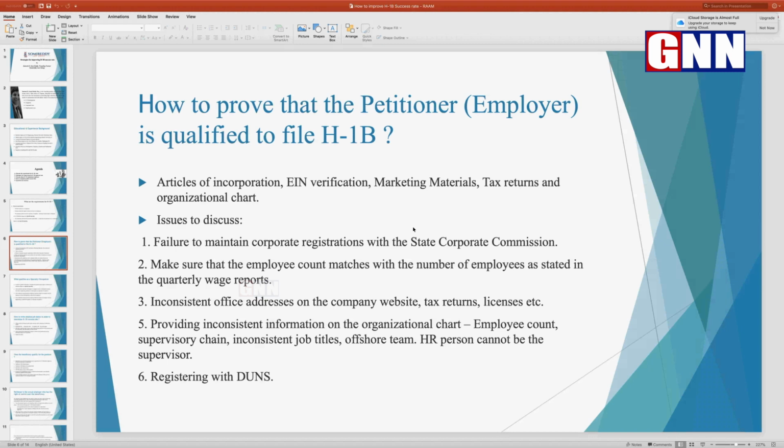First of all, you have to make sure that your corporate registrations with the State Corporate Commission are up to date, because we have had situations where employers have failed to extend their registration with the State Corporate Commission. If you file an H1B without extending your registration, then the petition will be invalidated. How many of you have really checked to make sure that your corporate documentation is up to date?